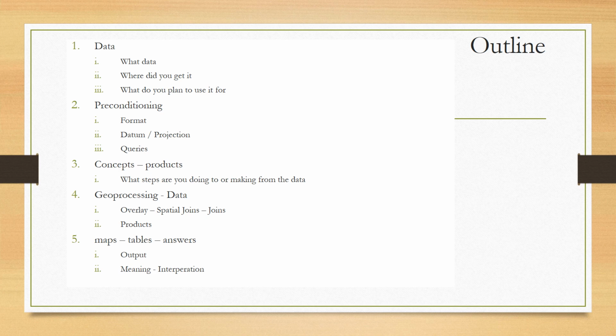And then the concepts or products. I'll lump them together a little bit. What steps are you going to do to or make from the data? In other words, are you just going to reclassify it and look at it, or are you going to take the data and create a new elevation layer that only indicates the places that have elevation over a certain amount, or a reclassified land cover that only identifies the proper forest type for habitat? Those would be some examples of concepts and products, and these are the things that you would list here.